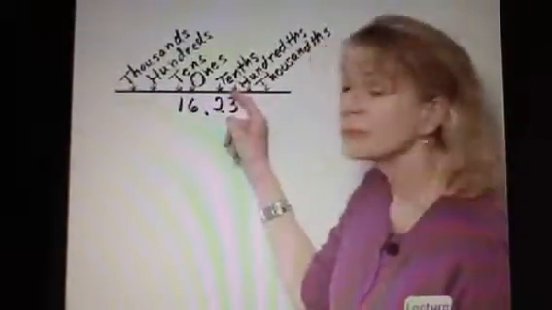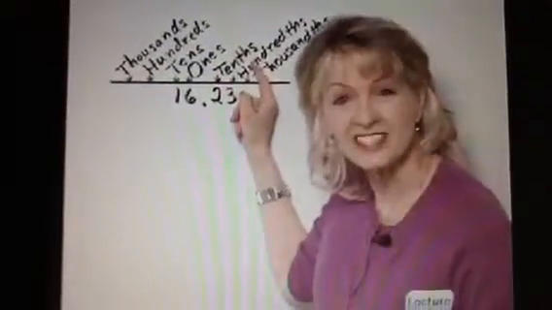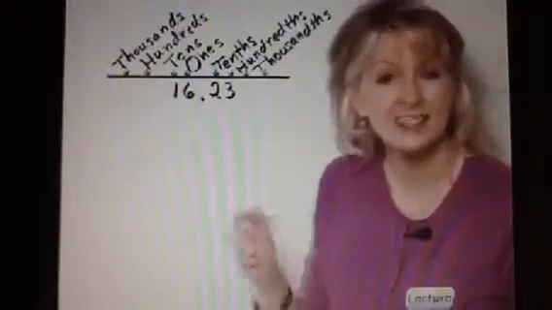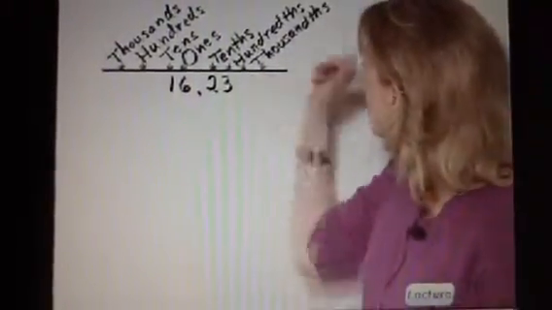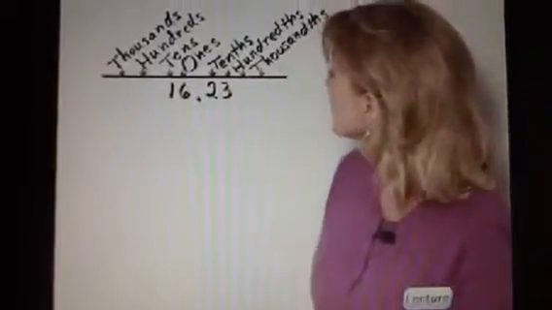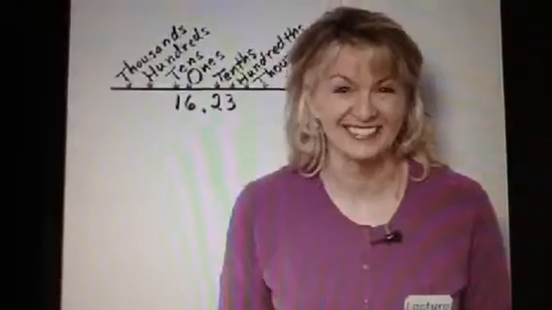The first place to the right of the decimal point is called the tenths. Notice the TH. Tenths place, then hundredths, notice again the TH, then thousandths, and so on. We can use this to help us read, but let's first look at the following.